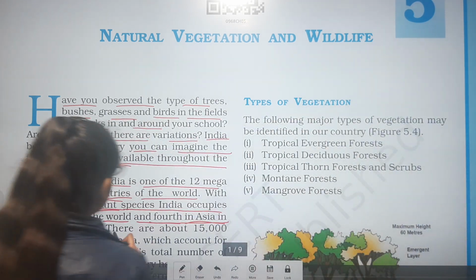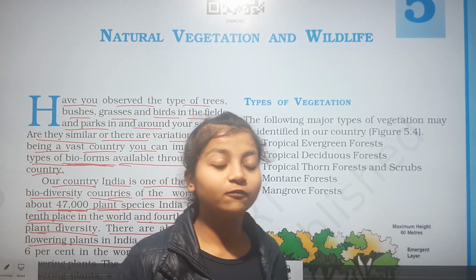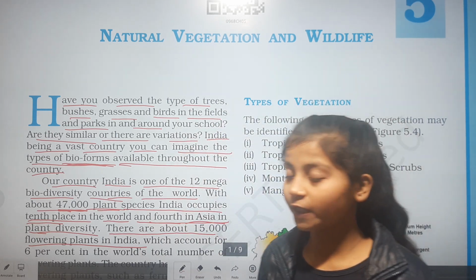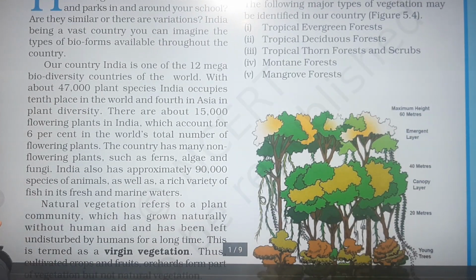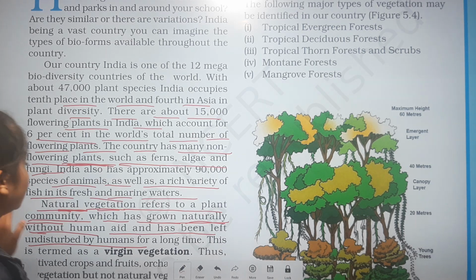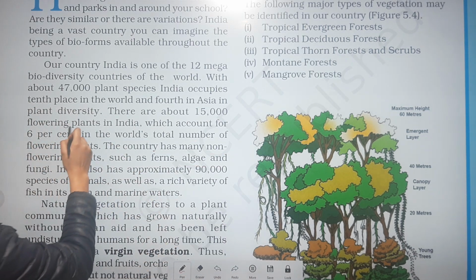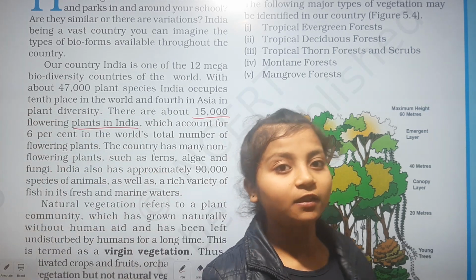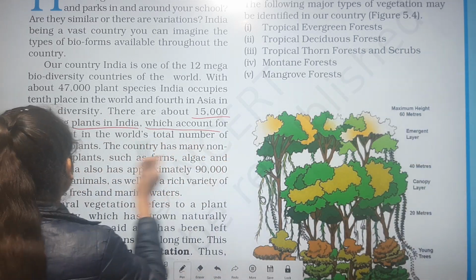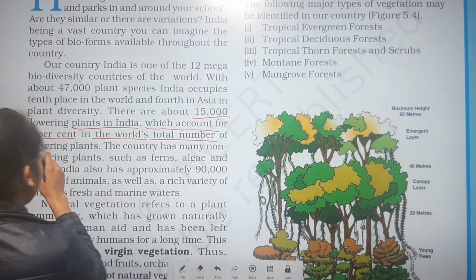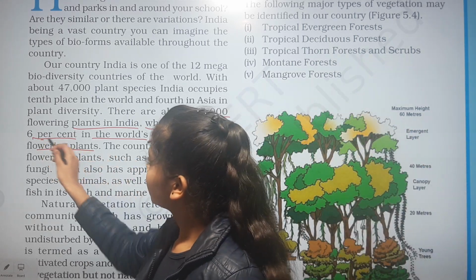So there are about 15,000 flowering plants in India. It means plants that give flowers. There are 15,000 flowering plants all over India, out of 47,000 plant species in India, which account for 6% of the world's total number of flowering plants.